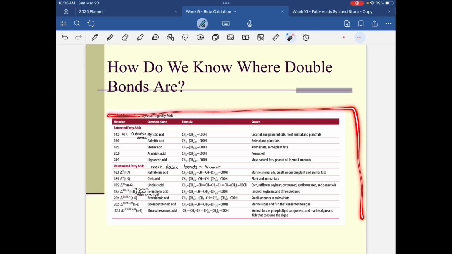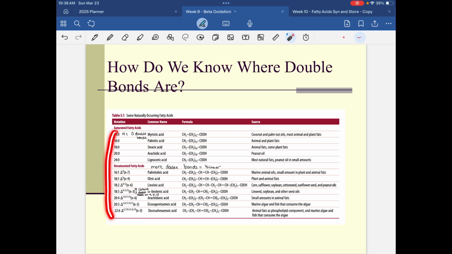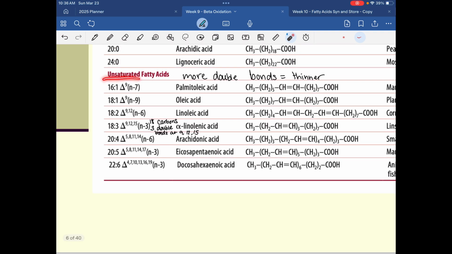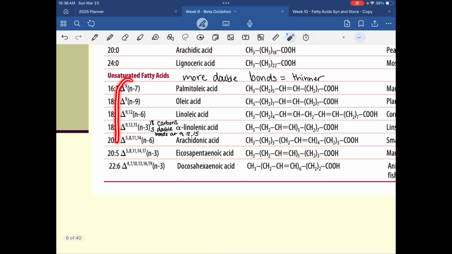This is an overview from Biochem 1 of what the different fatty acids are, how many carbons they have in them, and if they have any double bonds. Remember, this one should have no double bonds because they're saturated. This one does have double bonds because they're unsaturated, and that tells you how many double bonds there are. This tells you information about where those double bonds are.